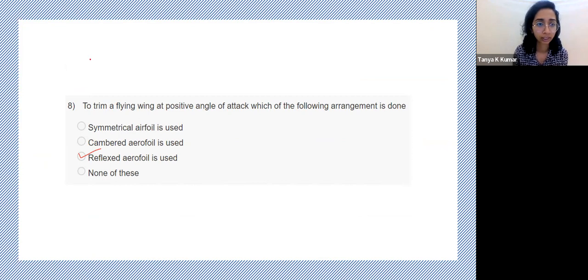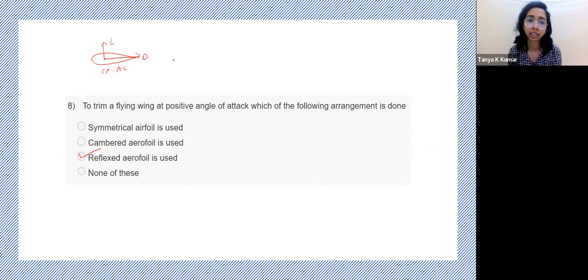So let me just draw this. For a symmetrical airfoil, your center of pressure and aerodynamic center are at the same point. So Cp equal to AC. So your aerodynamic forces are represented at that point itself. So this is drag, this is lift at that point itself.